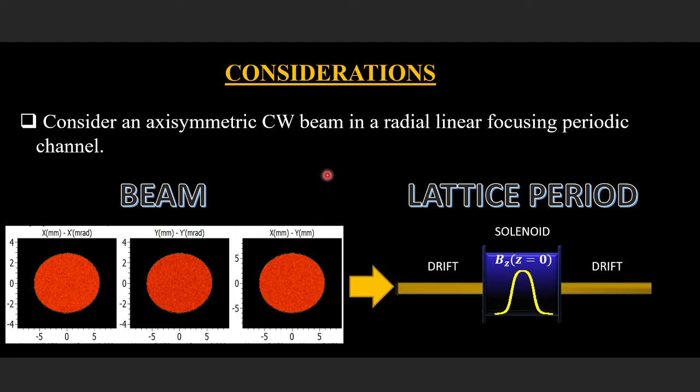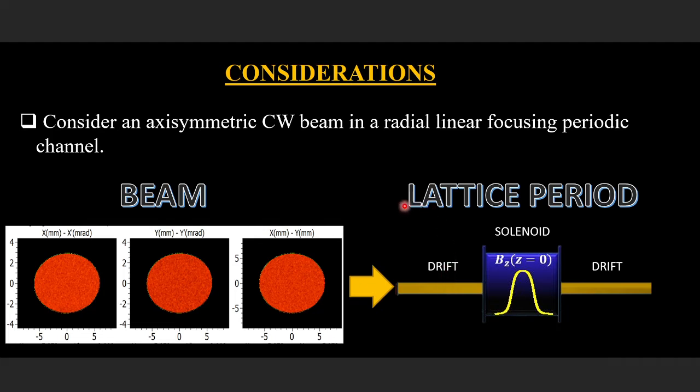Now this beam will be injected into a periodic lattice with transverse linear focusing force. One of the periods of the periodic lattice that I have chosen is shown here. As you can see, I have a drift followed by a focusing solenoid. This solenoid focuses the beam in the transverse direction, and finally again a drift. So there are three elements in our period, and there will be several such periods forming our lattice.